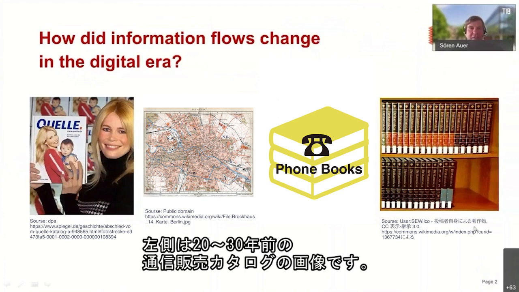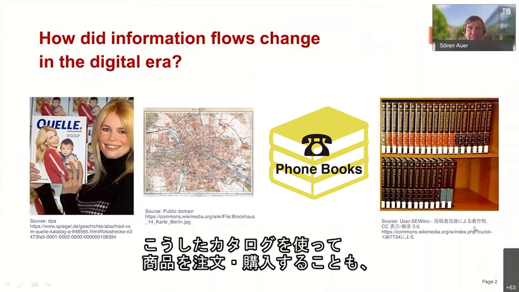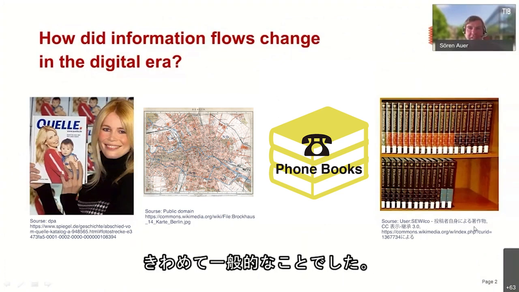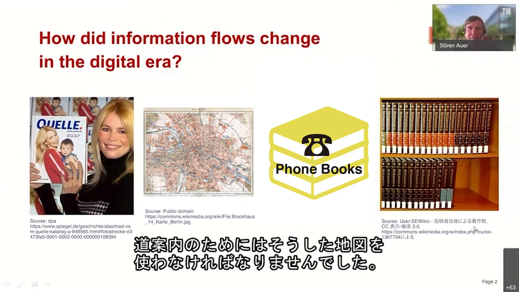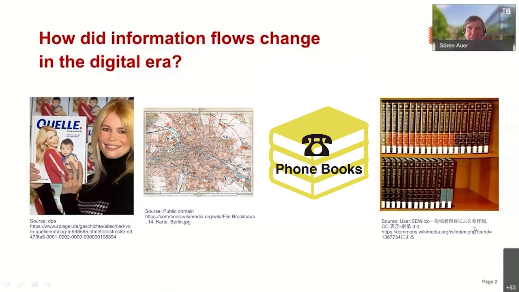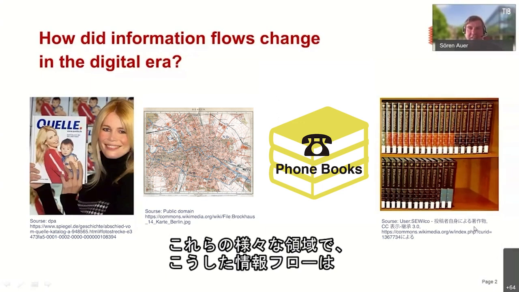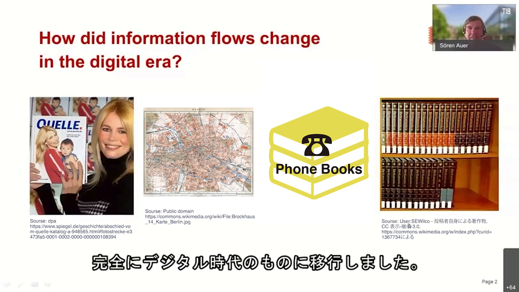On the left, you have mail order catalogs, 20, 30 years ago. This was extremely popular to order products and to buy things using these mail order catalogs, or street maps. In order to navigate from A to B, you had to buy maps and use those maps for navigation, phone books, encyclopedias, and I guess you can name many more of these examples. And these information flows completely changed in the digital era in these different domains.